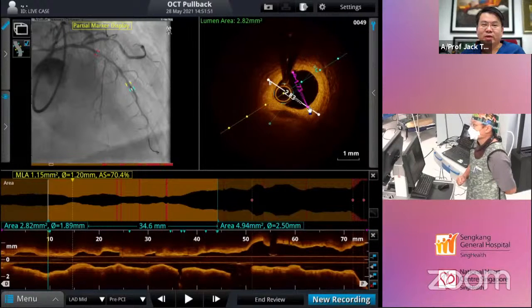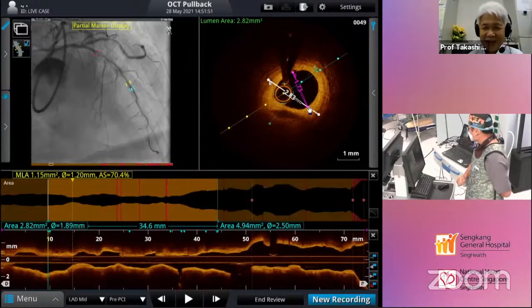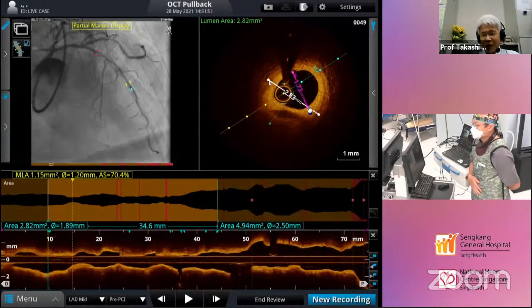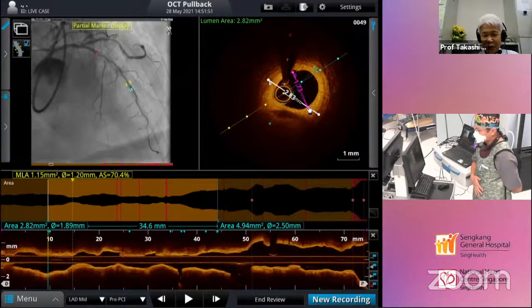Thanks, Sengkang. Good point. I would like to ask our master, Prof. Akasaka. Do you downsize from EEL or upsize from lumen? Yeah, we always use both, right? It's a little bit complex for the beginner. But if you use the lumen diameter, we always go a quarter size bigger. And if we decide by the EEL, we always downsize a quarter size.